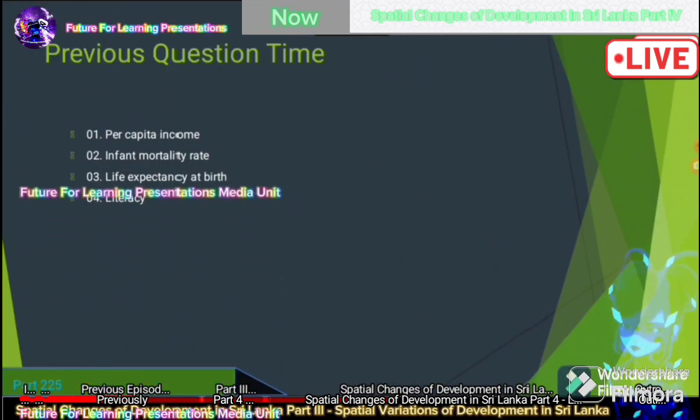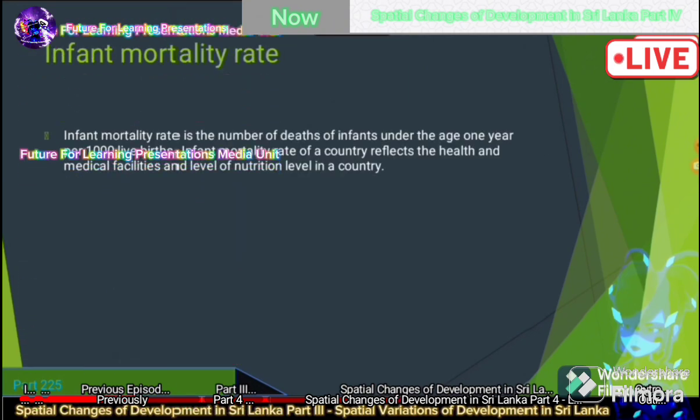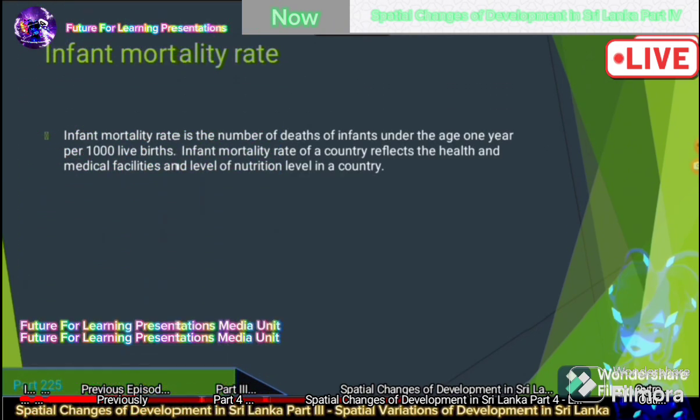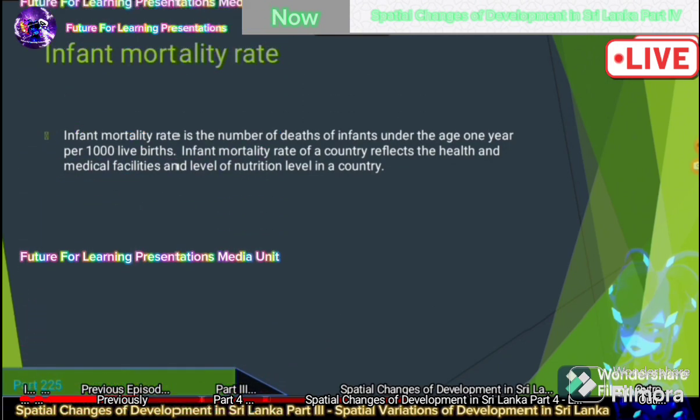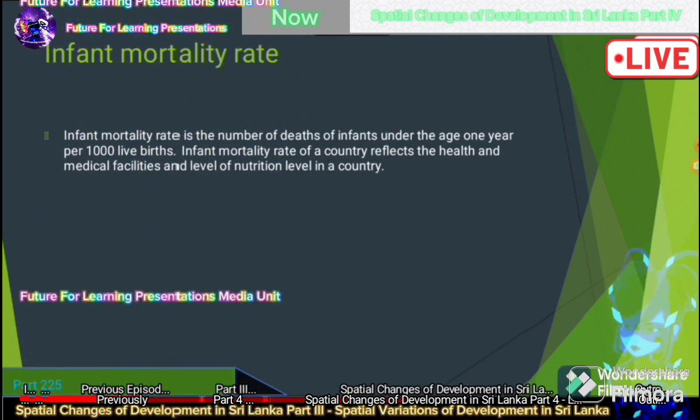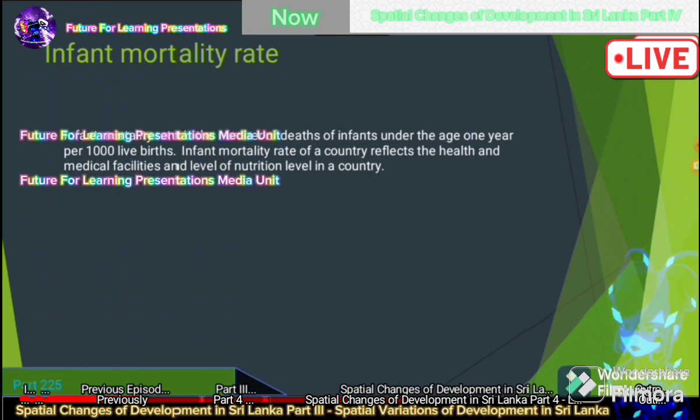Previous question: per capita income, infant mortality rate, life expectancy and literacy. Grade 9 2023 is a revision for you, Grade 9 2024 is upcoming for you. I'm focusing on Grade 9 2024. The infant mortality rate is the number of deaths of infants under the age of 1 year per 1000 live births. The infant mortality rate reflects the health and development of the country.